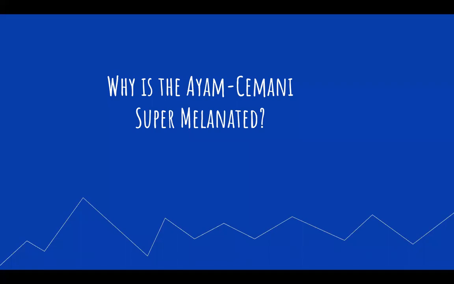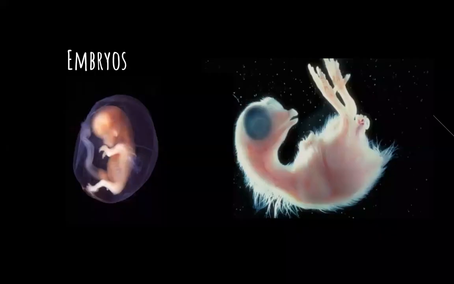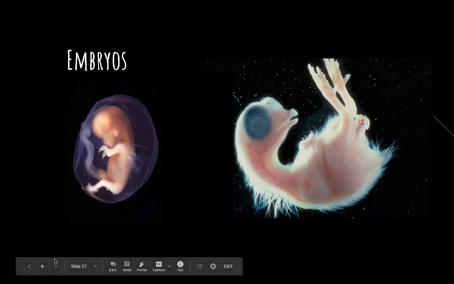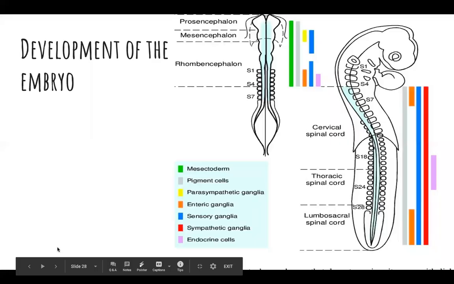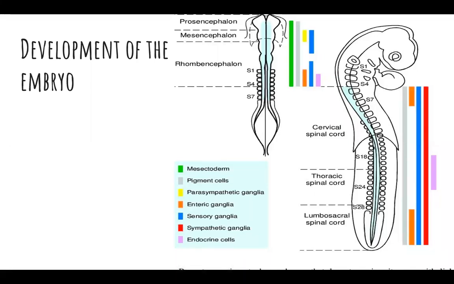Embryology is the study of embryos and their development. And to find this super melanation, we have to start with embryos. Embryos are unborn or unhatched offspring in the process of development. Development of the embryo.